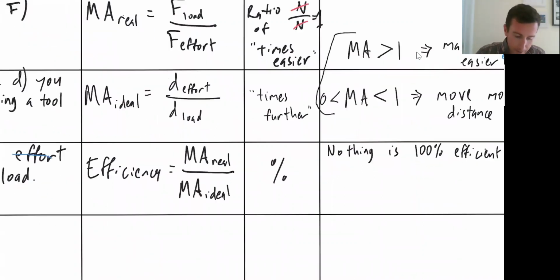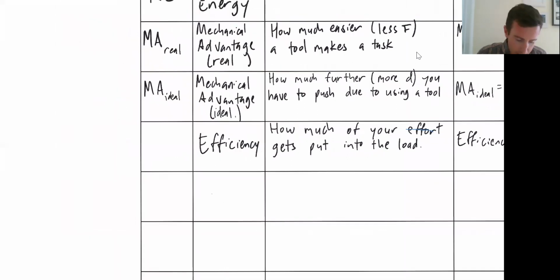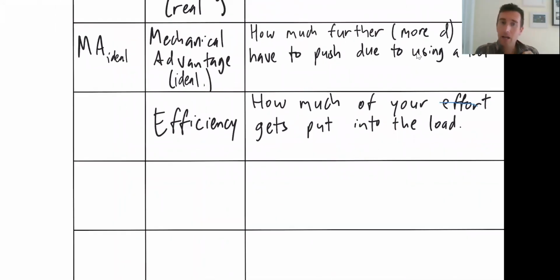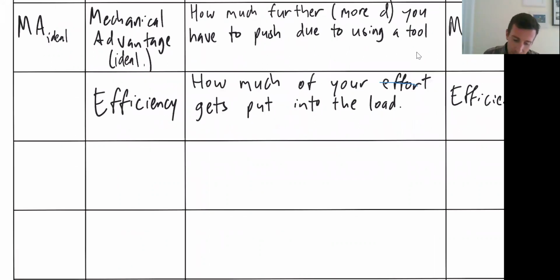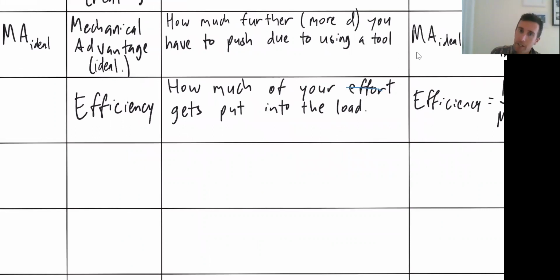All right, and then the last piece to add is efficiency. We don't have a variable for efficiency, so we're just going to say the efficiency percentage. And the efficiency is how much of your effort actually gets put into the task that you're wanting to accomplish, and we call that the load. So how much of your effort gets put into the load? And different machines have different amounts of efficiency.